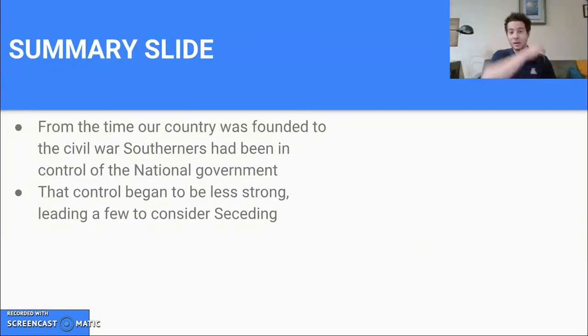So my summary slide. From the time our country was founded to the Civil War, Southerners had been in control of the national government. Just a fact. 72 years, where in all three branches there were a lot of Southerners, much more than their proportion of the country. And as that control began to be less strong, that led a few Southerners to think they might take away slavery. We should probably consider seceding. We might want to consider seceding from the Union.